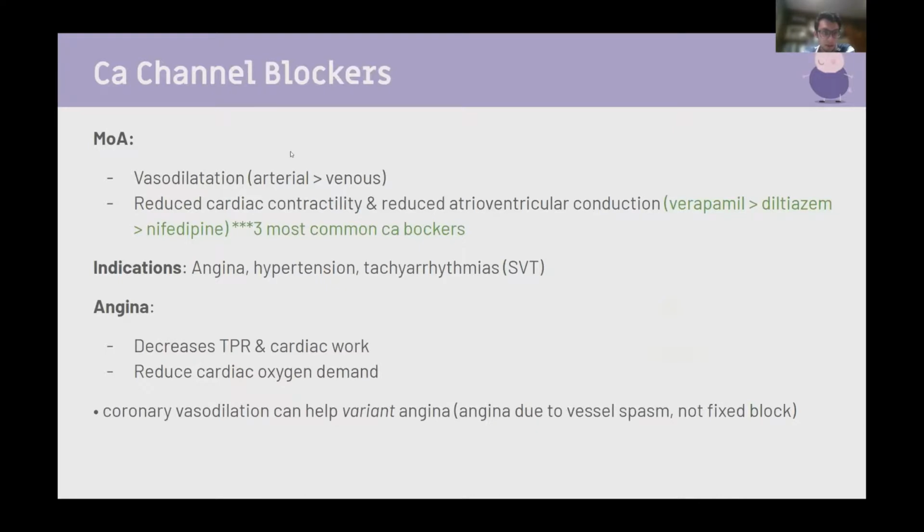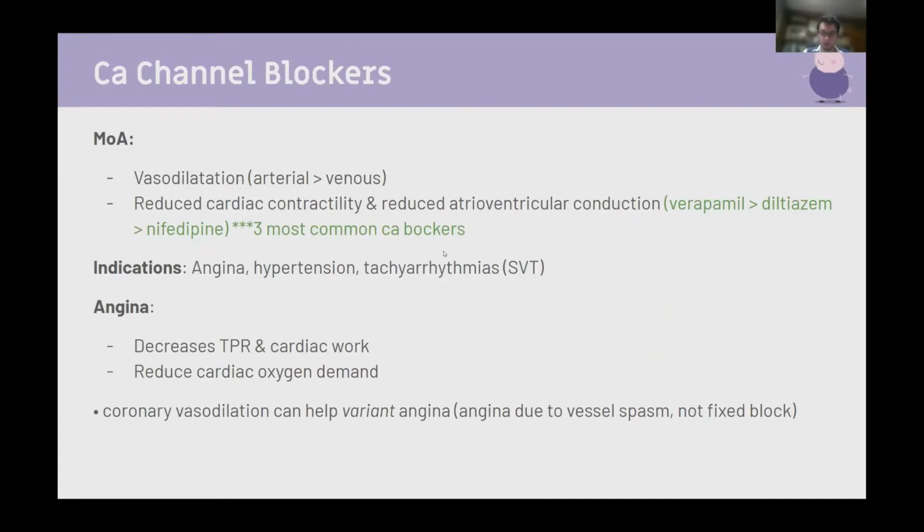Calcium channel blockers. Unlike the nitrates, which are very unique in the way that they target venous as well as arterial, calcium channel blockers don't really target venous. There's not as much smooth muscle in that venous system. So ultimately they reduce cardiac contractility and AV conduction.